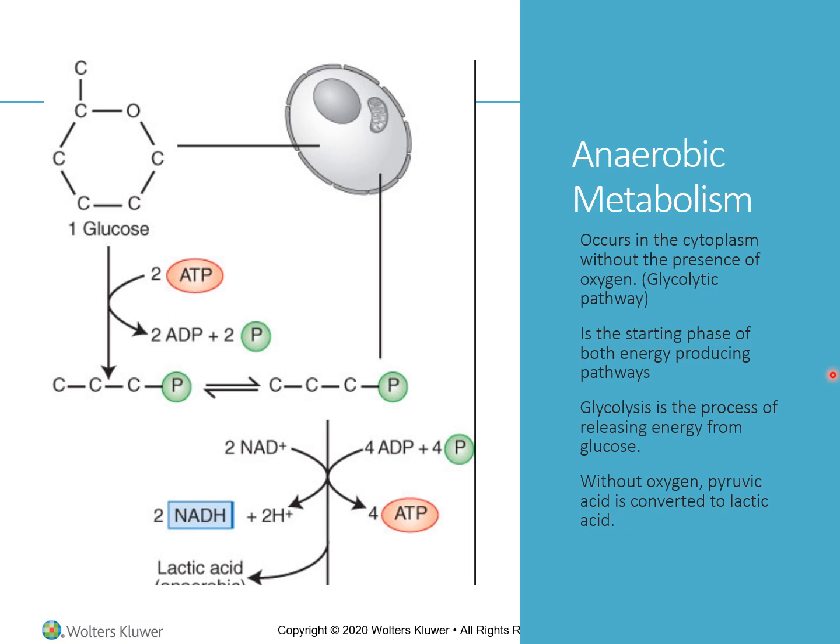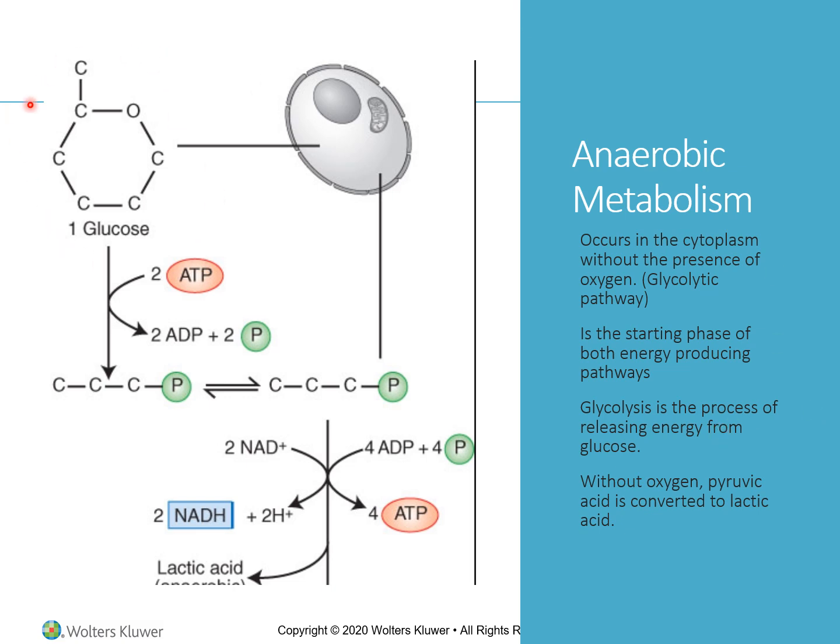This occurs within the cytoplasm of the cell. We also call this the glycolytic pathway, and this can occur without the presence of oxygen. The glycolytic pathway is actually the starting phase of both aerobic and anaerobic pathways. We'll look at how that happens in the aerobic pathway momentarily, but in the absence of both mitochondria and oxygen, we can continue to carry through this anaerobic pathway. So both pathways start with glycolysis, which is the process of releasing energy from glucose.